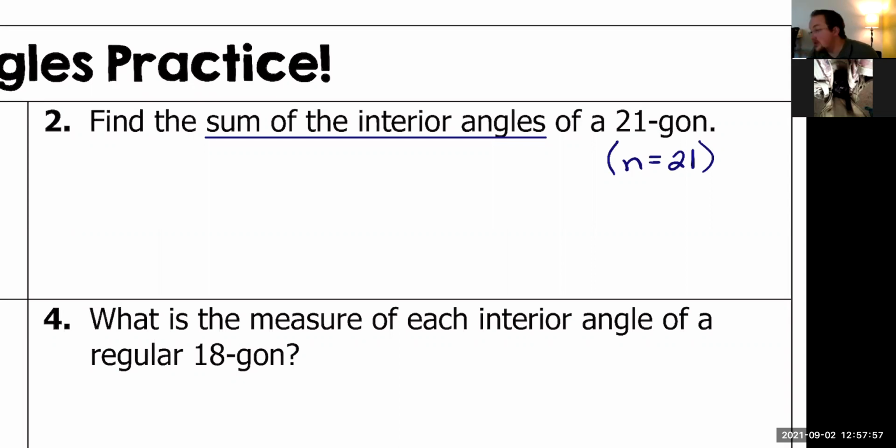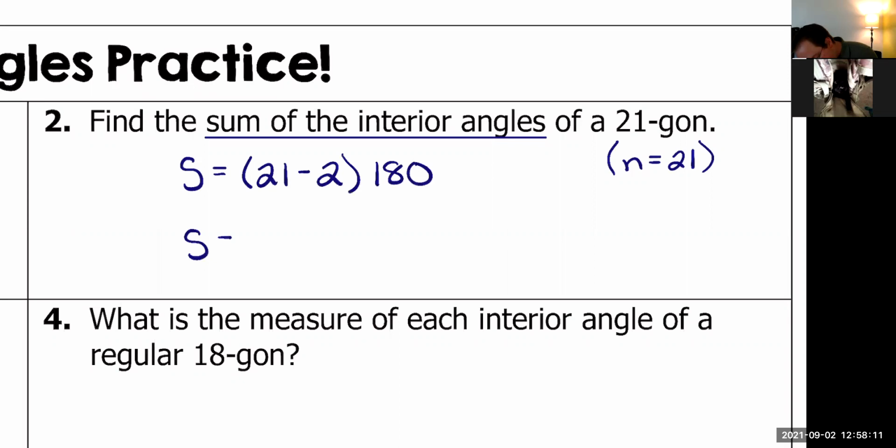3420. Too fast for me, Missy, but you are correct. So if I dropped it into the formula here, I would have 21, which is the number of sides, minus 2 times 180. And Misty said that the total is 3,420 degrees.